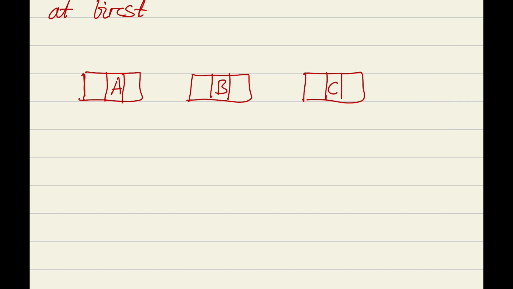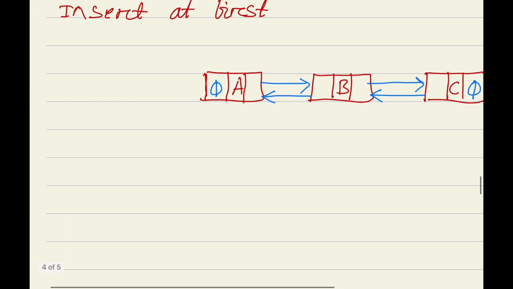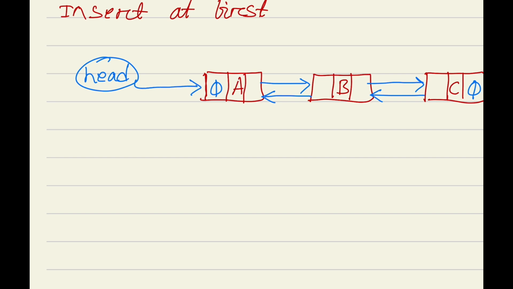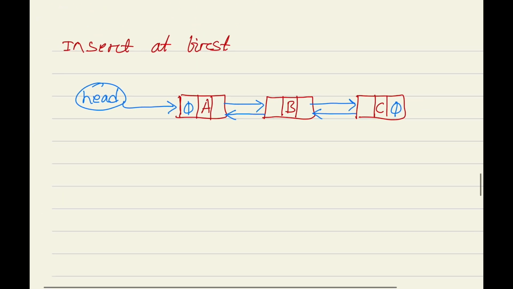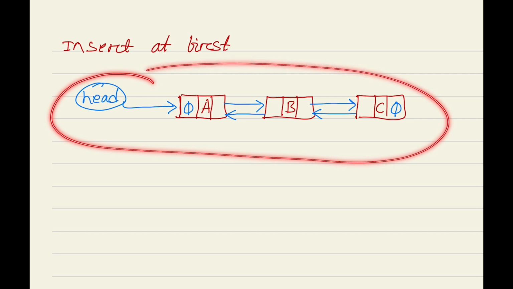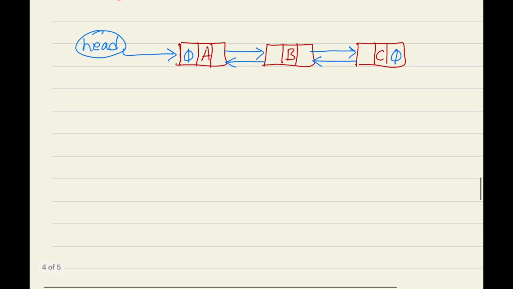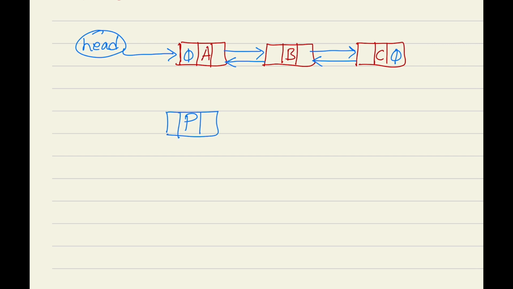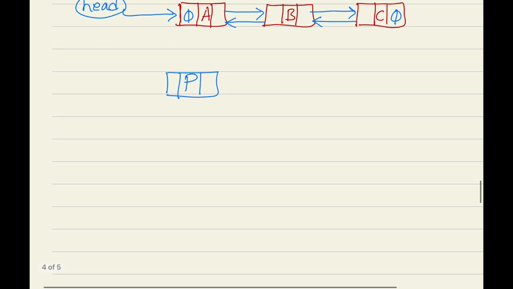So, the next of A is B, the next of B is C, and the next of C is null. Similarly, the previous of C is B, the previous of B is A, and the previous of A is null. And we have one reference head that is going to refer to the first node, that is A. So, initially the double linked list is like this. Now, we want to insert a node, that is P. Suppose we want to insert a new node P here. If we insert a node P at the beginning, what will be the structure?